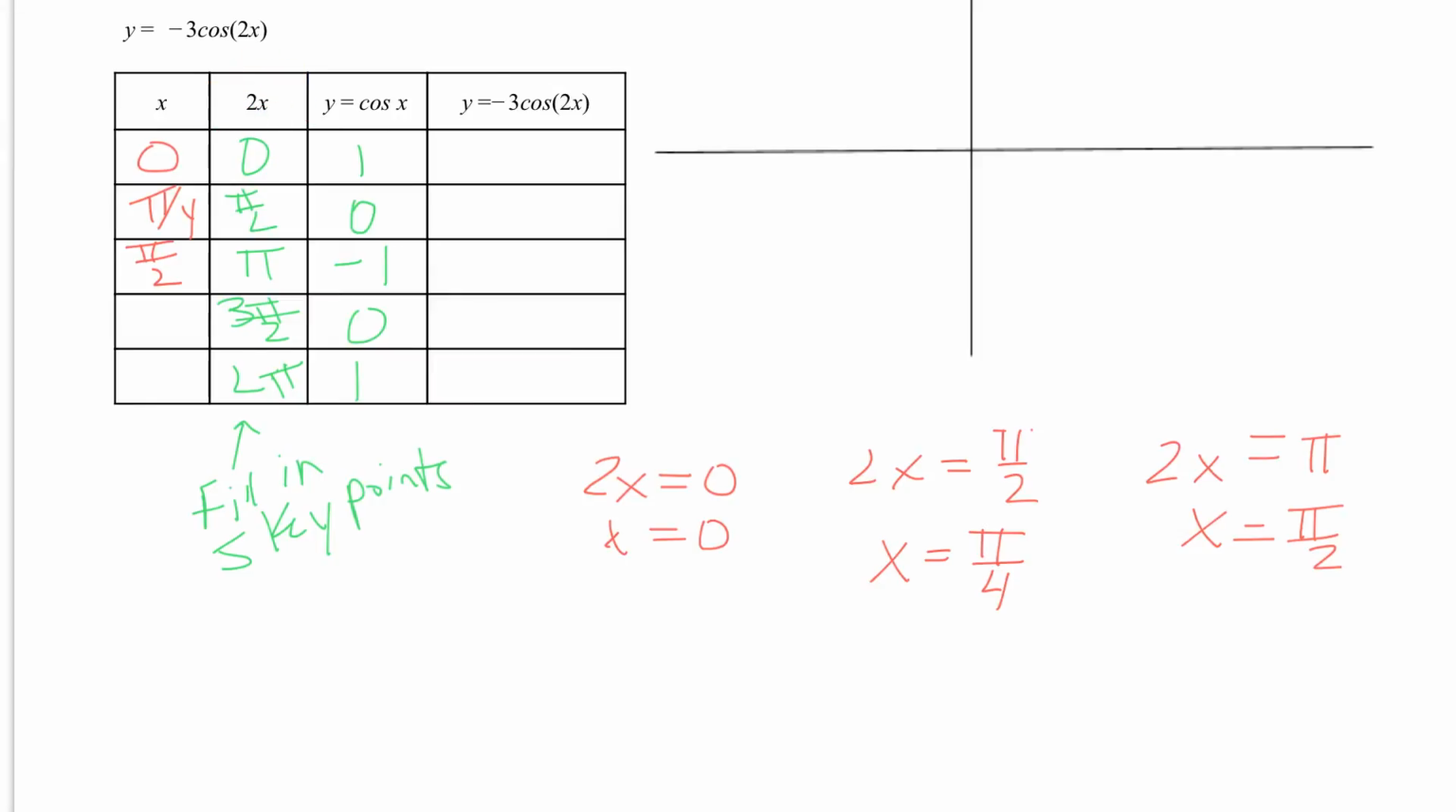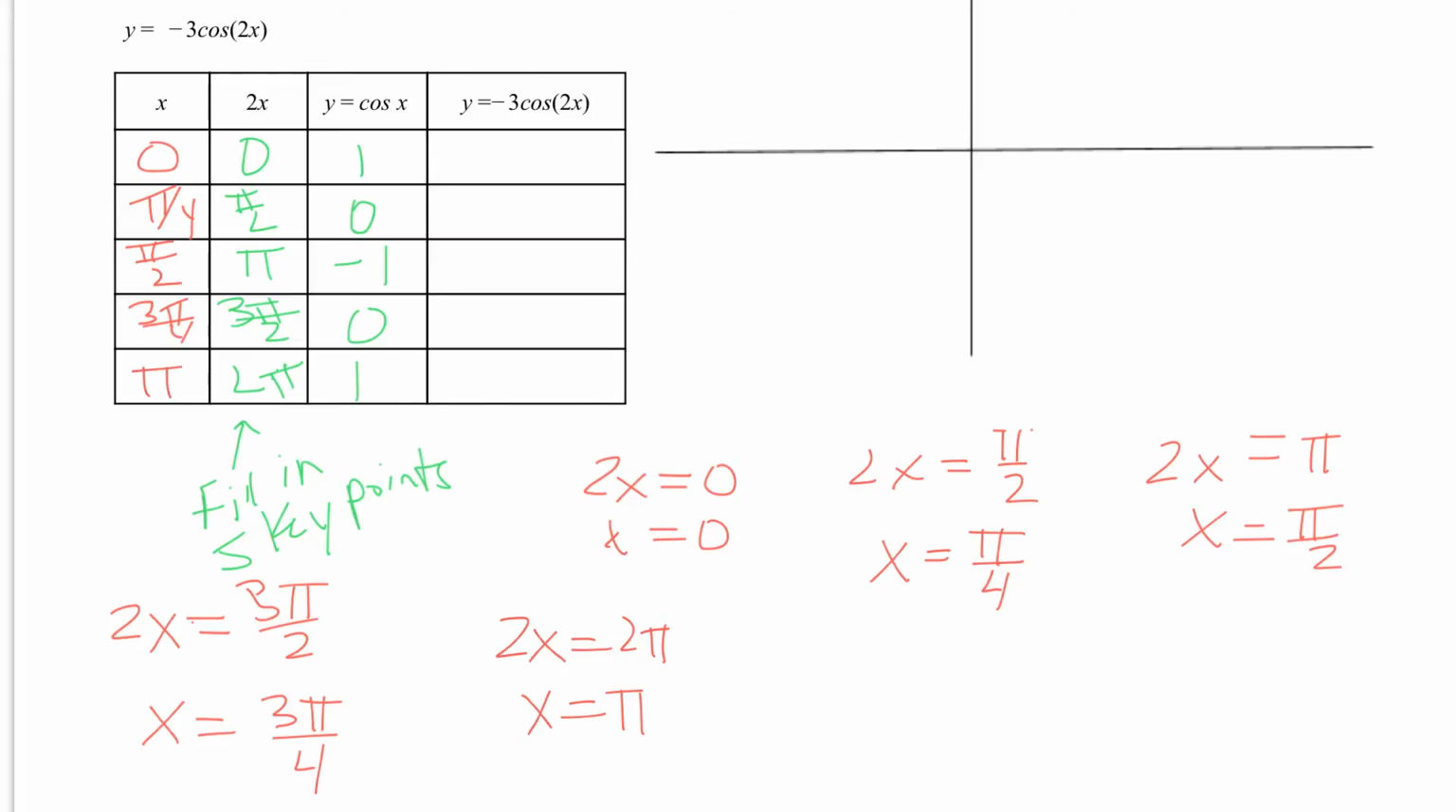Then I'm going to take my 2x and set it equal to 3 pi over 2. Again, I'm multiplying both sides by 1/2, which gives me x equal to 3 pi over 4. So that goes in the next one. And finally, I'm taking my 2x and setting it equal to 2 pi. Dividing both sides by 2, I get x is equal to pi. Notice instead of my period going from 0 to 2 pi, I've shrunk it horizontally, and now I'm only going from 0 to pi within my graph.